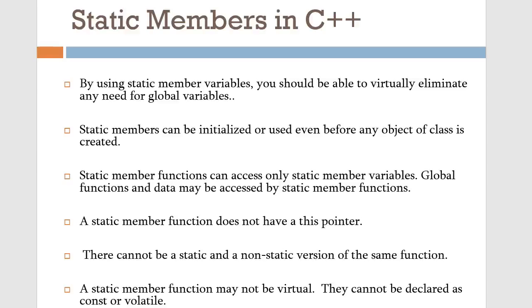The fourth important point, a static member does not have a this pointer. We'll talk about this pointer in the upcoming videos, but for now understand that static members don't use the this pointer. There cannot be a static and non-static version of the same function. So you cannot create the same function with the same name with both static and non-static keywords. And the final point, static member functions may not be virtual. They cannot be declared as constant or volatile. So this is also a very important point. We'll talk about virtual functions in the upcoming videos.